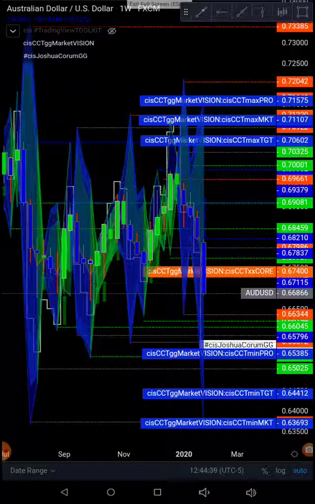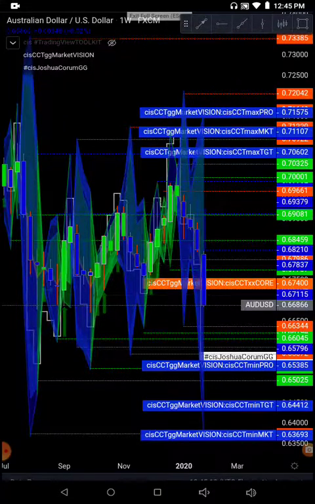All right, so here we go. I'm going to zoom this out and walk through our time frames, and we can see what our trade plan looks like on each time frame for the Australian dollar, US dollar for the next 6 months. Again, I'm Joshua Coram, the creator of Thinkorswim Toolkit and TradingView Toolkit, and the author and instructor for pro trading. In focus, we're looking at the Australian dollar, US dollar, pro trading using the advanced signal for CIS, CCT, GG, market vision.